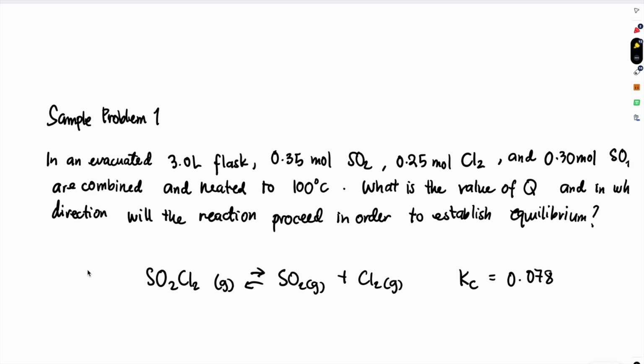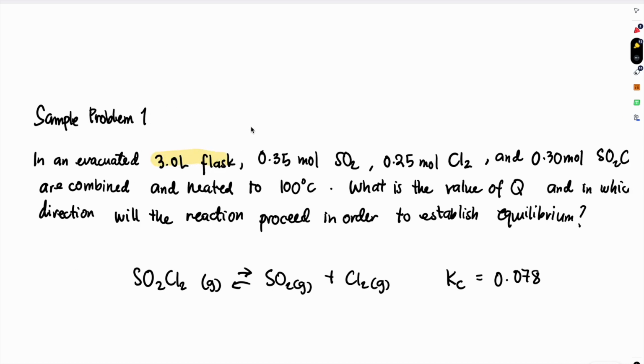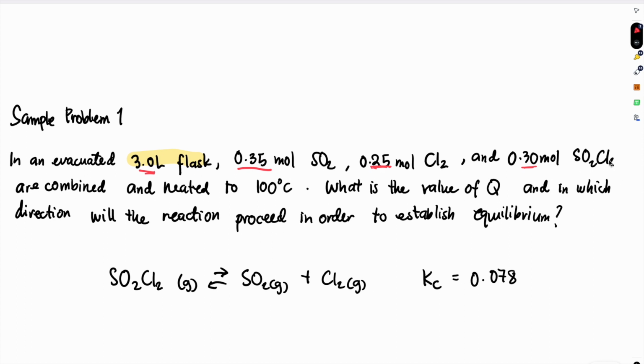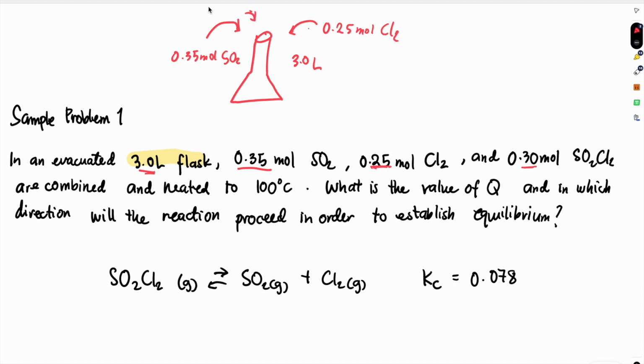In an evacuated 3.0 L flask, we have 0.35 mole of SO2, 0.25 mole of Cl2, and 0.30 mole of SO2Cl2. Okay? So, if you can imagine, we have a flask, and its volume is 3.0 liters. So, we add 0.35 mole of SO2. Then, we add 0.25 mole of Cl2. Then, again, we add 0.30 mole of SO2Cl2.